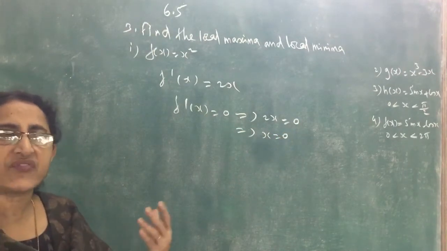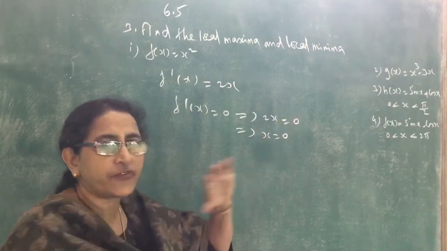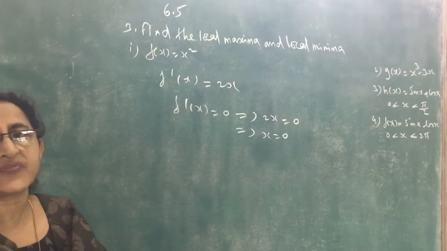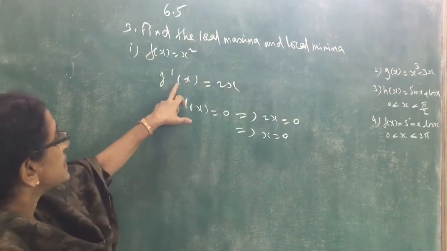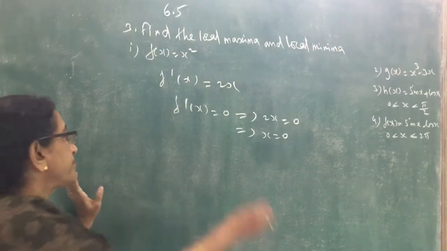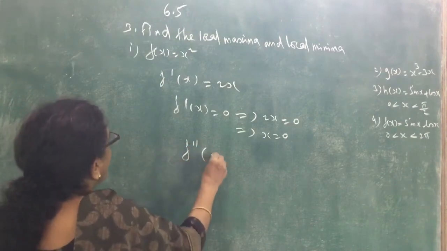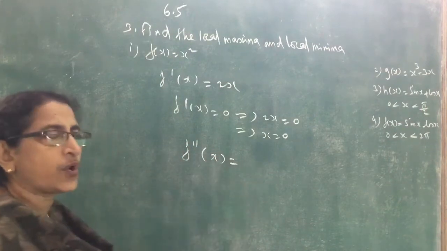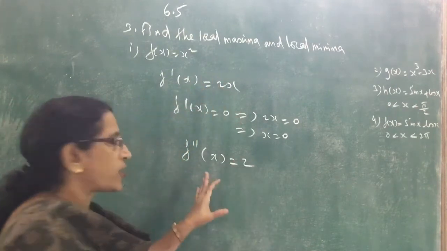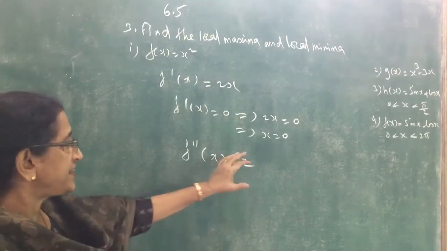Now we will find whether this point is a point of local maxima or a point of local minima. For that we have to find the second derivative. So the first derivative equals 2x. From that we will find the second derivative. So the second derivative f double dash x equals the derivative of 2x, that is 2. So we got the second derivative and it is a constant.